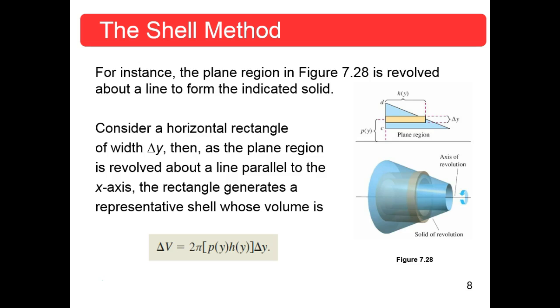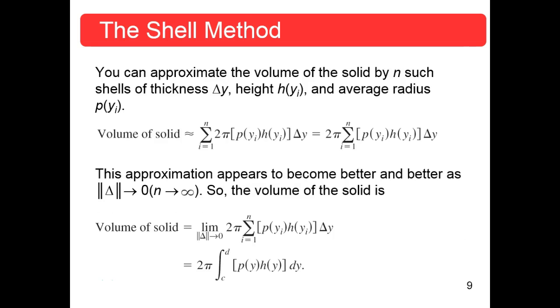Okay, I think we've got that done. Okay? And that's what we're going to integrate to get the total volume. By the way, the 2 pi will always come out front, and then any other constants you can too. You can approximate the volume of a solid by n such thicknesses of shell, delta y. The h of y, we're going to have to calculate. The average radius is just going to be your y. But if you're doing some other thing, it's still going to be a p of y.